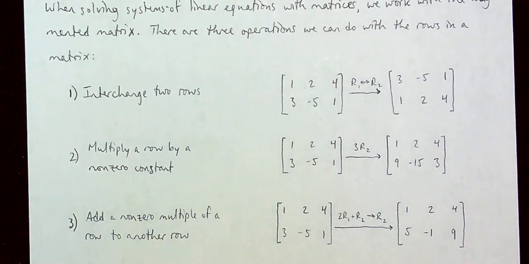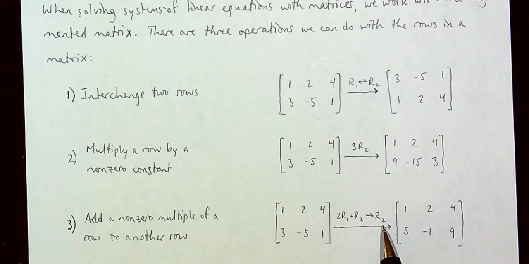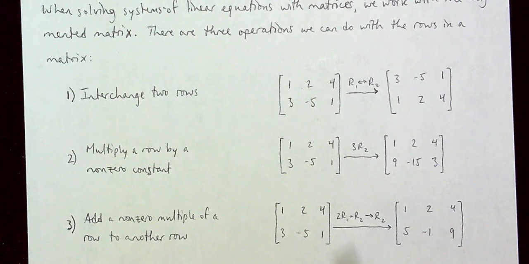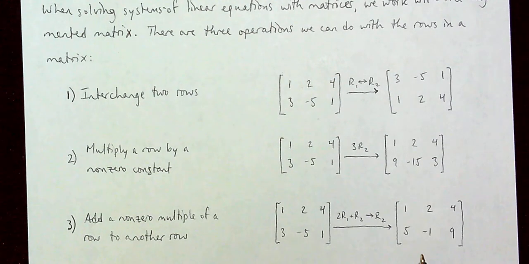Now we do have to specify here what row we are going to change, because I could do 2 times row 1 plus R2 and have that take the place of row 1, or I could have that take the place of row 2. So how do we write what row we're actually changing? That's why I have the arrow here and then the R2. This says that I am taking 2 times row 1 and I'm adding it to row 2, and that is going to become my new row 2. So row 1 remains the same because row 2 was the row that we were changing.